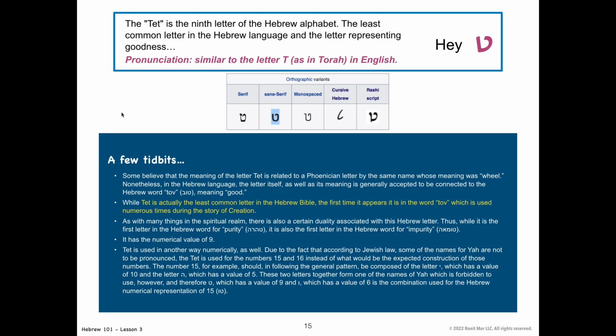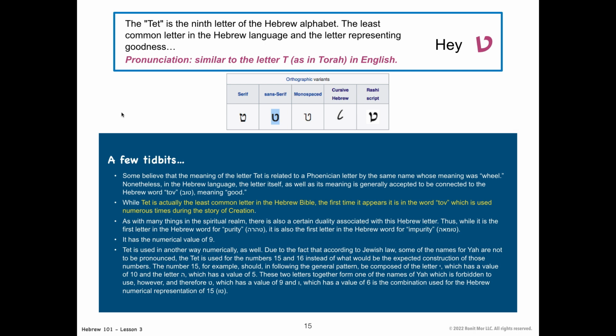While Tet is actually the least common letter in the Hebrew Bible, the first time it appears, it is in the word Tov, which is used numerous times during the story of creation. As with many things in the spiritual realm, there is also a certain duality associated with this Hebrew letter. Thus, while it is the first letter in the Hebrew word for purity, tahara, it is also the first letter in the Hebrew word for impurity, tum'ah.